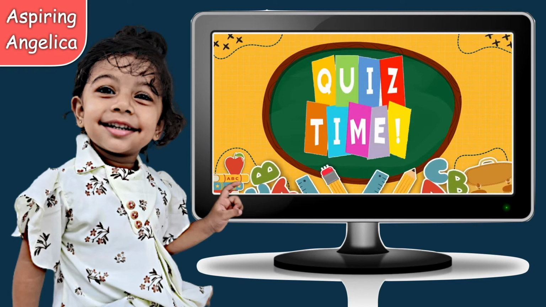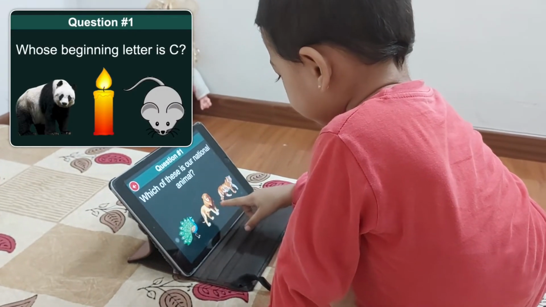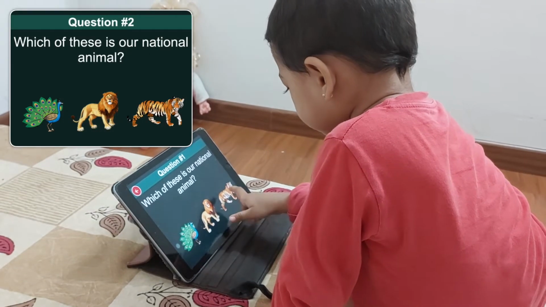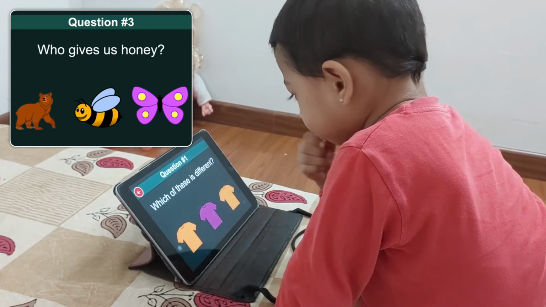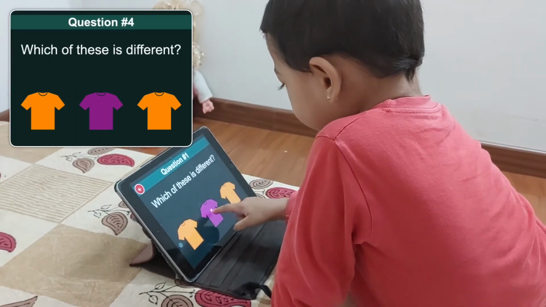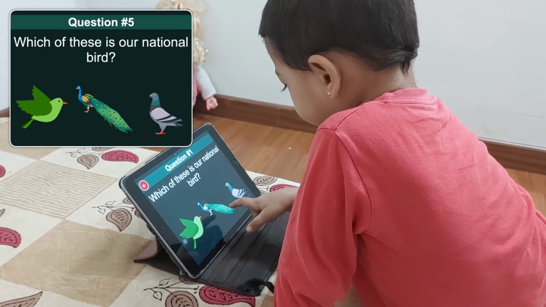Angelica. Whose beginning letter is C? Which of these is our national animal? Who gives us honey? Which of these is different? Which of these is our national bird?